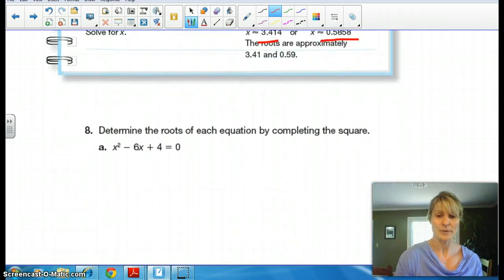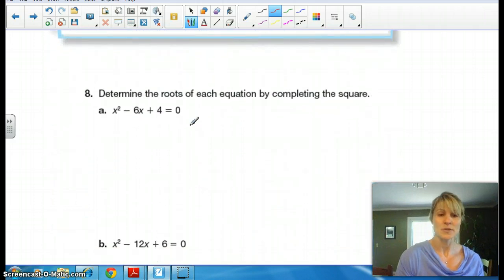We're going to skip down to number 8. So the first thing we want to do is subtract the 4 over, because we want to just be left with x squared minus 6x. So we subtract the 4, and so I'm going to be left with x squared minus 6x, because this equals 0. Bring the equals down, and 0 minus 4 is -4.